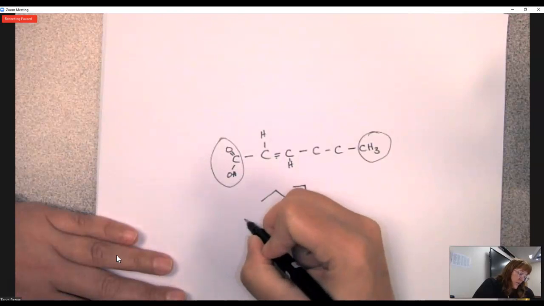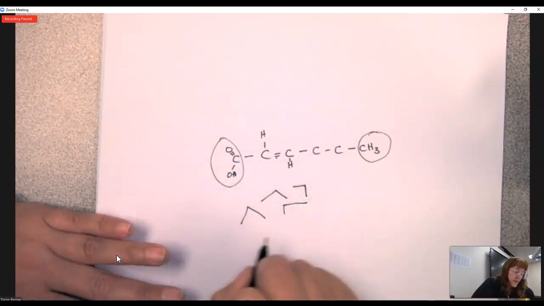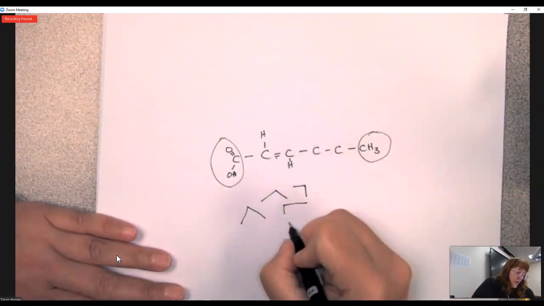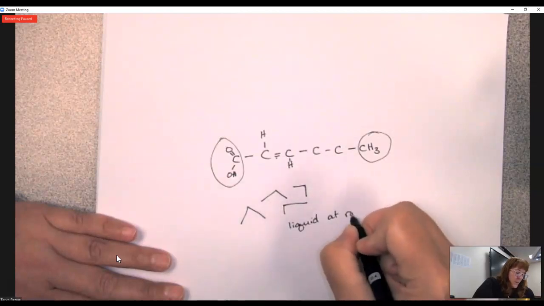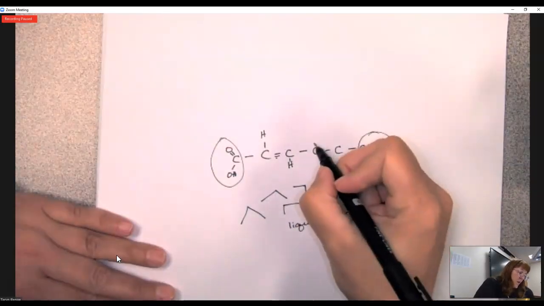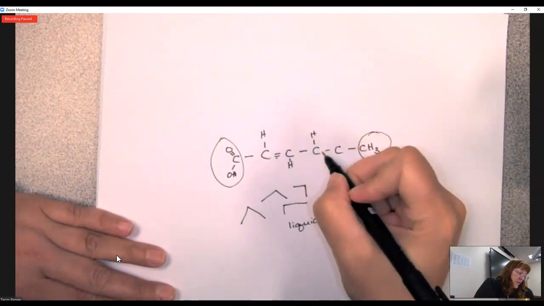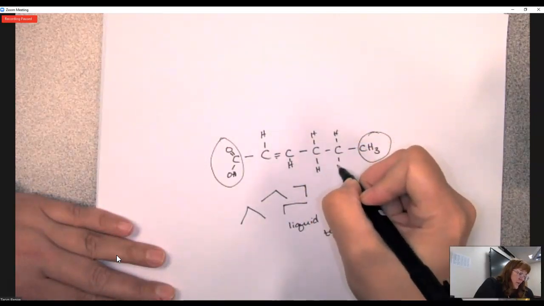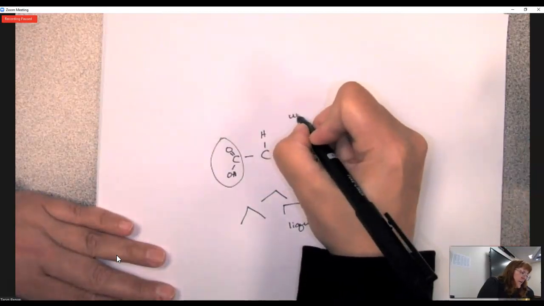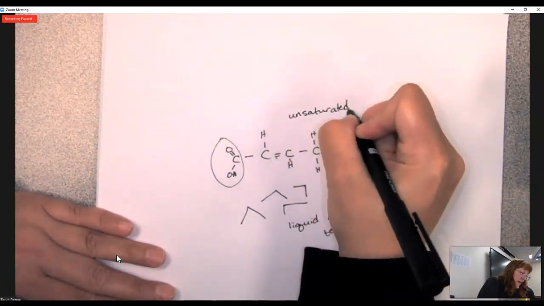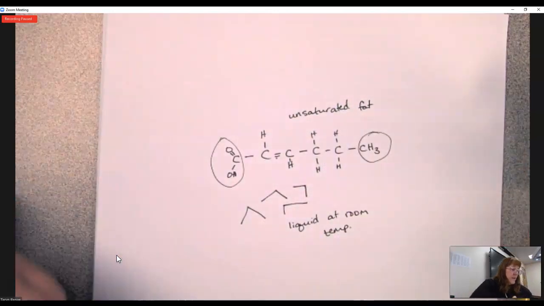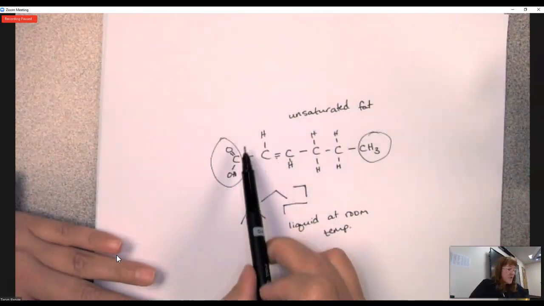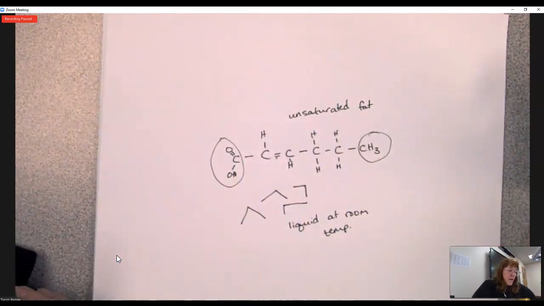They are sort of all juxtaposed and they can't lay flat, so they are liquid at room temperature. Okay, so we still have all these other hydrogen bonds just like normal. So this would be an unsaturated fat because it is not saturated with hydrogens anymore.